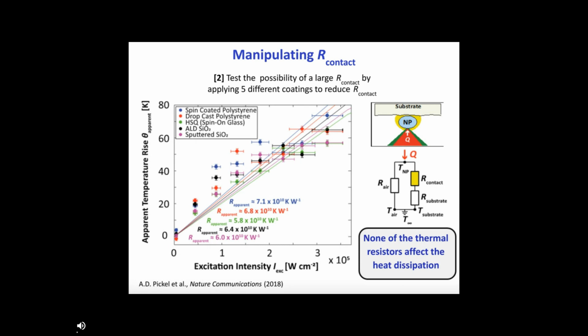Now it turns out that if you think a bit more carefully, changing the contact resistance is a little bit complicated because doing so actually changes the air thermal resistance as well. I won't go into all the details for the sake of time, but by taking that into consideration, we were able to conclude that none of the thermal resistors affected the heat dissipation.